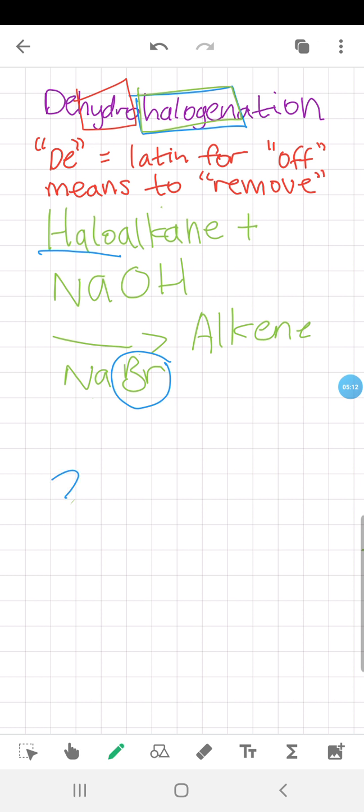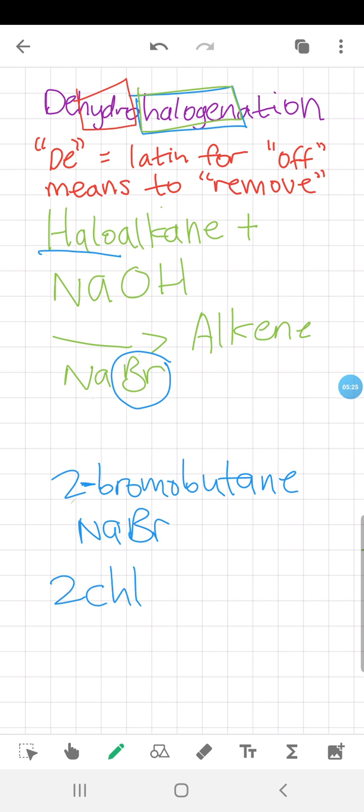So if you have 2-bromobutane as your haloalkane, then you would use sodium bromide. But if you have something like 2-chlorobutane, I just want to make sure that you know that there is in fact a line there. When you write it out, you have to have a line there.